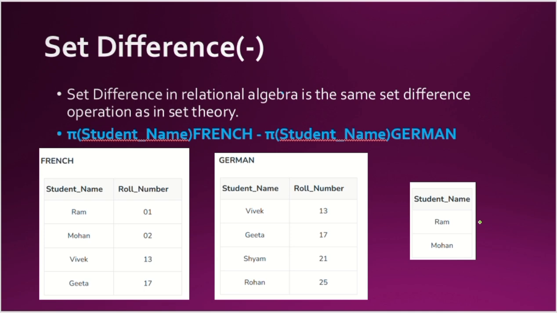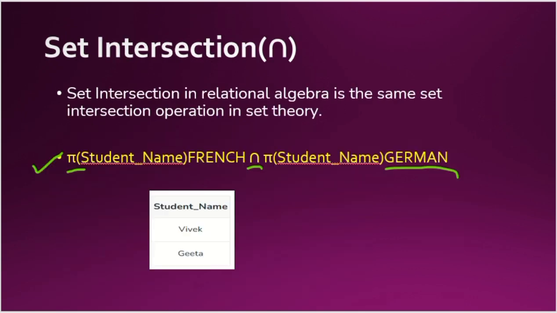So now for the set intersection, which are common in both tables, I am going to mention that. In both tables the same Vivek and Geeta, these two names are common. So I am going to mention them as the output for the intersection.